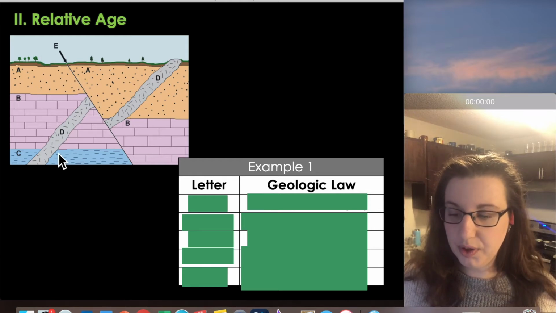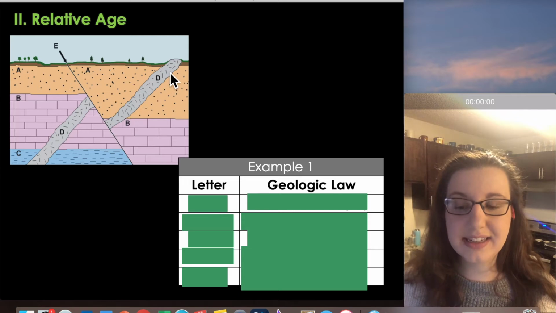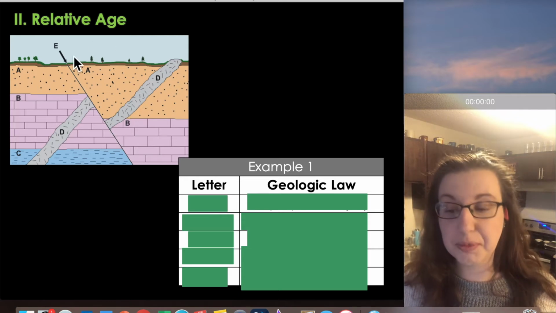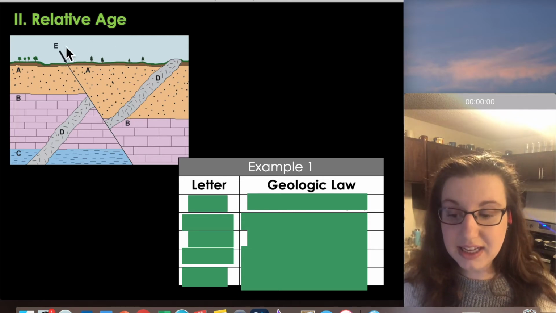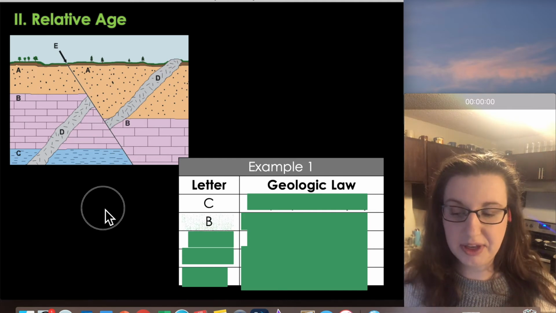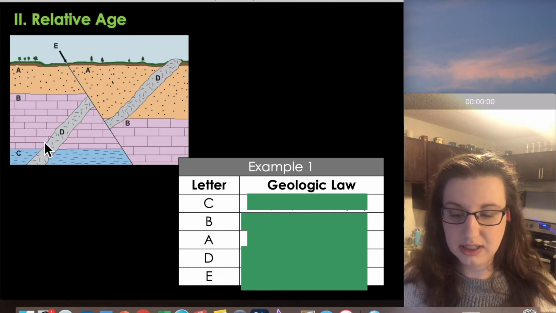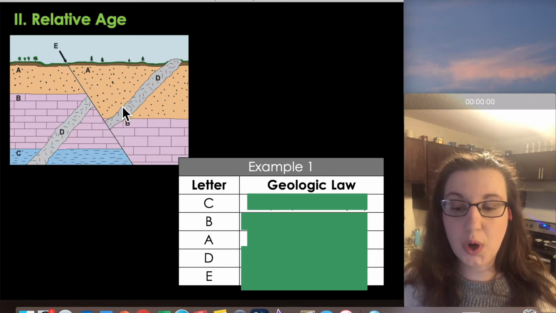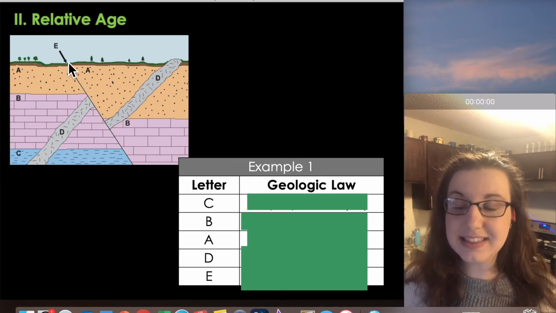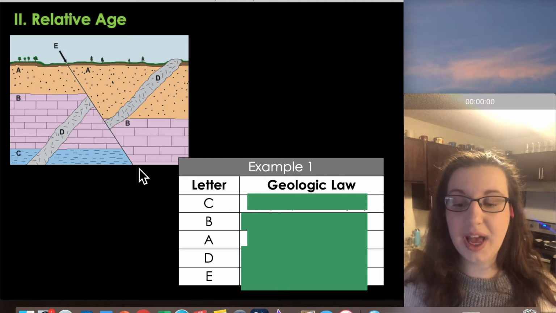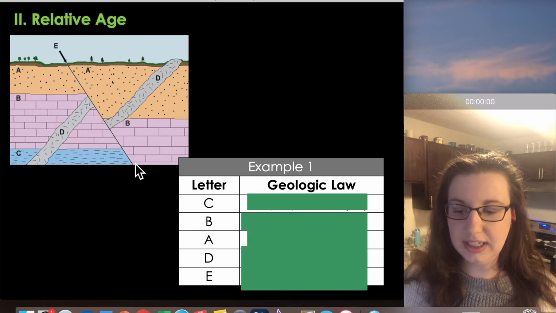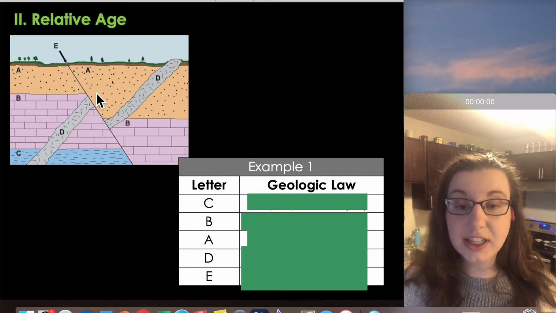Now, we know that D, this igneous intrusion, happened first, before E, because E cuts through it. So we have our layers C, B, A, then D, and we know D comes next because it cuts through all of these layers. It even goes up to the surface. And then E is the last thing because it cuts through everything. And you can see there's a shift there. So E is the last because it cuts through everything, including D.